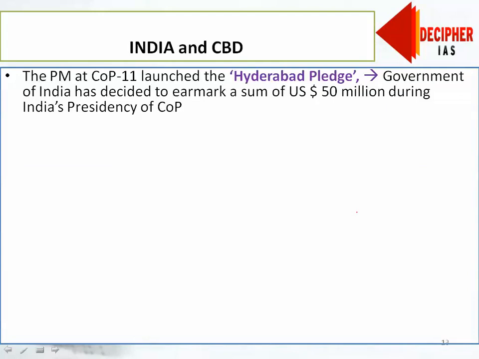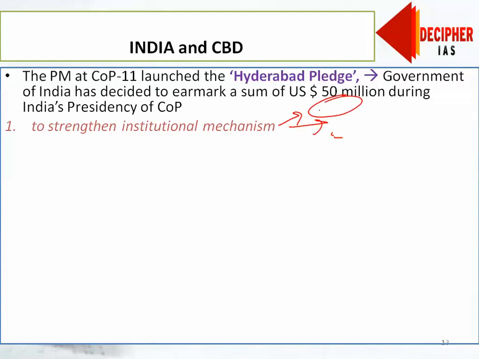Now PM in the 11th COP launched the Hyderabad Pledge, whereby he earmarked a sum of $50 million to strengthen institutional mechanism. That is, under the Biodiversity Act, we have authority at center, that is National Biodiversity Authority. Then we have authority at state and authority at the district, panchayat, municipality level and all. So these three need to be strengthened to conserve biodiversity. So this $50 million will be spent here also.